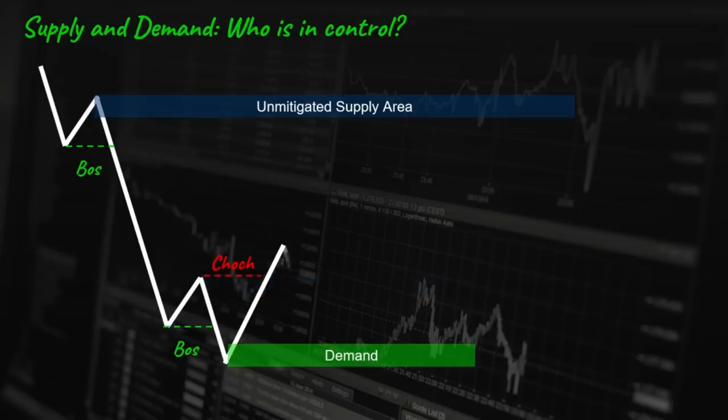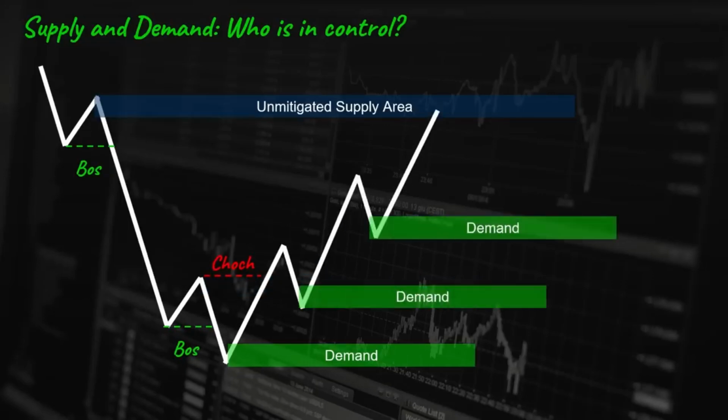Now, if the bullish movements continue and we witness breaks of structure to the upside, each demand zone becomes a trading opportunity to go long since our bias is bullish. This bullish bias continues until the price taps into this unmitigated supply area. After encountering this area, we no longer consider this market bullish because it has the power to reverse the price and induce a temporary correction.